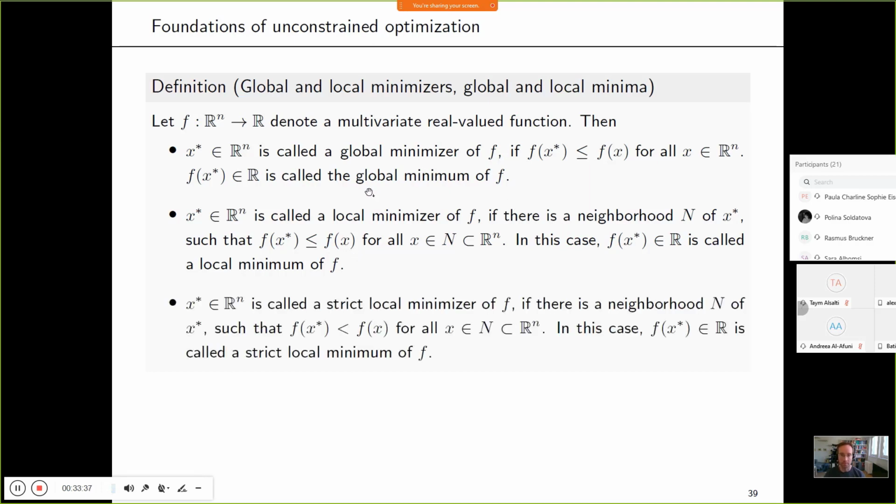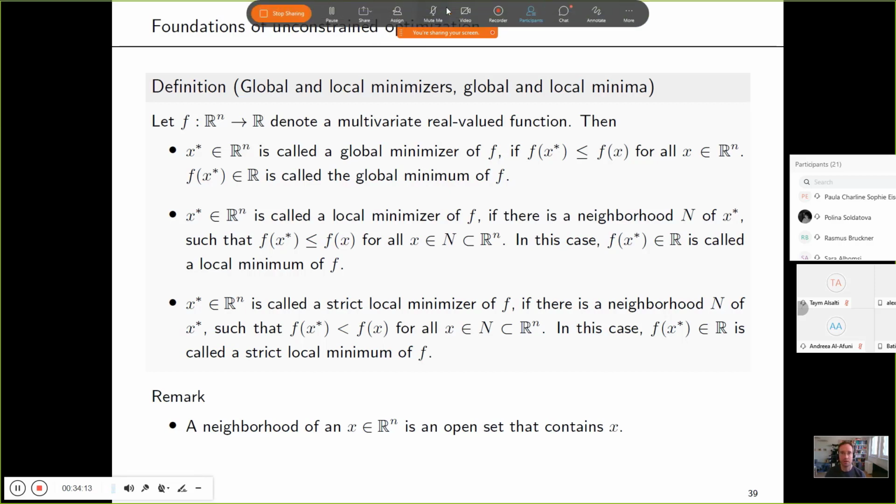And then one can make this more strict, because these global and local minima are not necessarily unique. The function minimum can be taken on for multiple values. If you want them to be unique, if you think about strict minimizers, then the values need to be really smaller, not smaller or equal than some f of x. So these are the formal definitions of the minimizers.